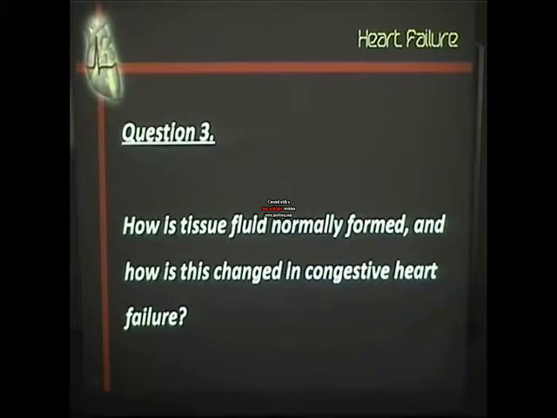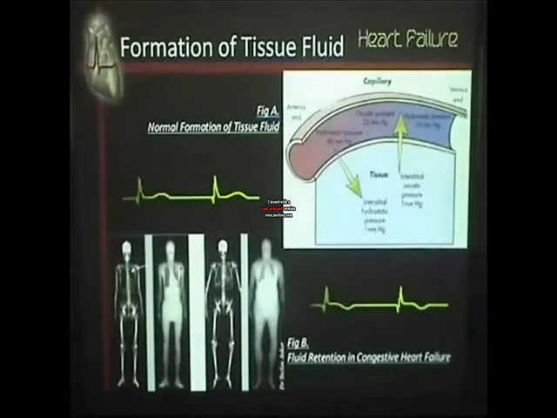How is tissue fluid formed, and how is this changed in congestive heart failure? In normal condition, the hydrostatic pressure at the arterial end is 40 mmHg and at the venous end is 10 mmHg, and the oncotic pressure is 25 mmHg, where this pressure causes the fluid to leak out from the plasma into the interstitial space of the tissue.